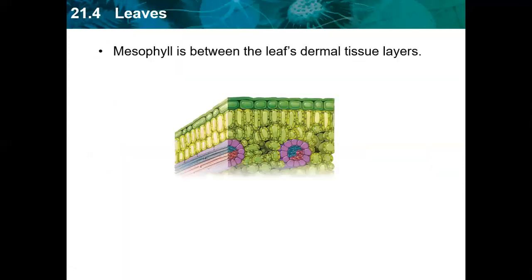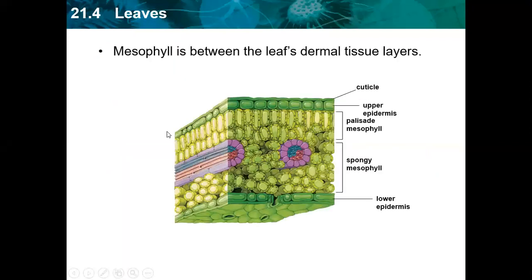So leaf here. If you take the section of leaf, we can observe these kinds of dermal tissues. So this is the cuticle here. This is the upper epidermis. This is the lower epidermis.